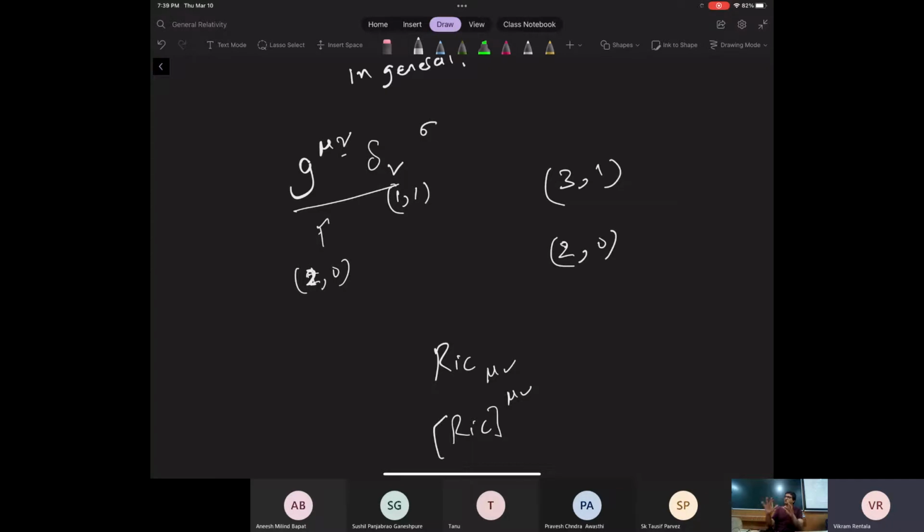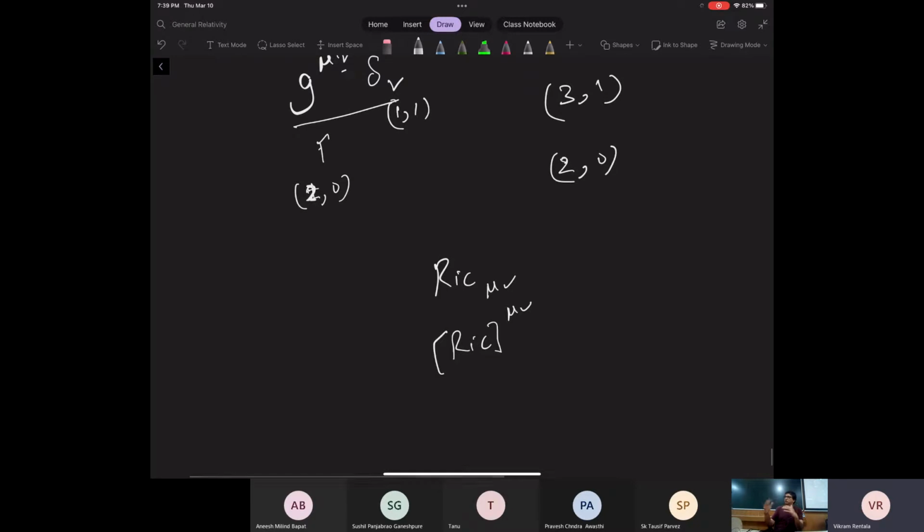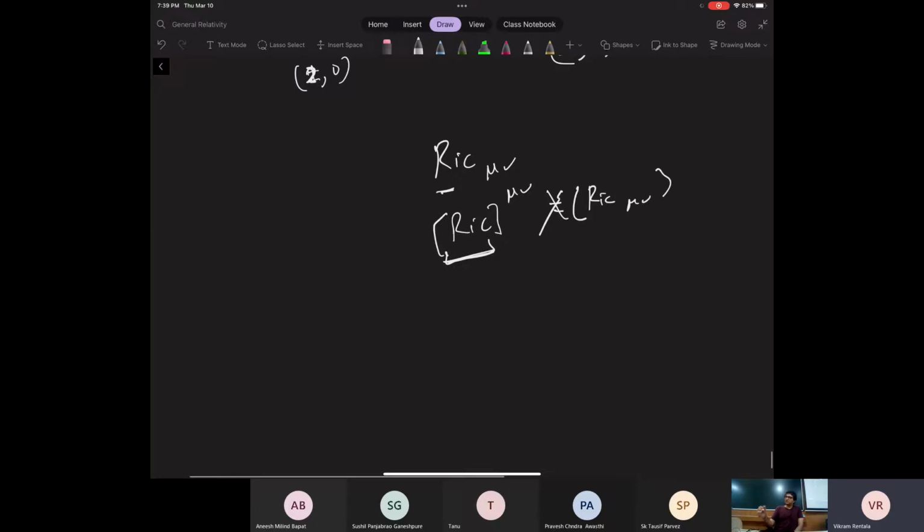Even though you have to be very careful that these are different things, because in general the metric components are not just ones. So the components of the upper Ricci tensor and the lower Ricci tensor are not the same. The mu nu-th component of this is not the same as this. I know it's a bit confusing, but this is the notation that's used in all the books.